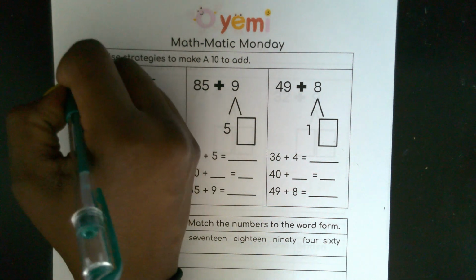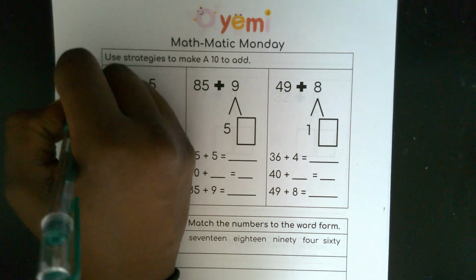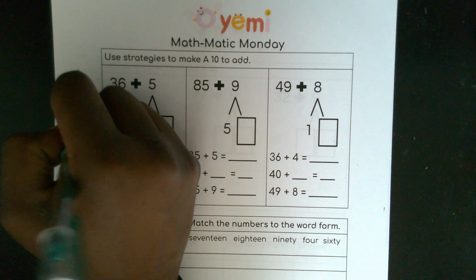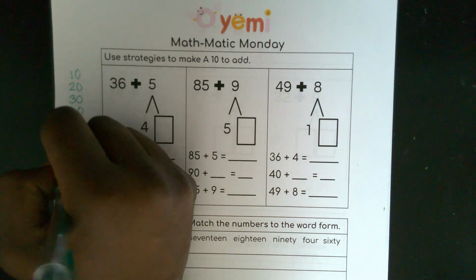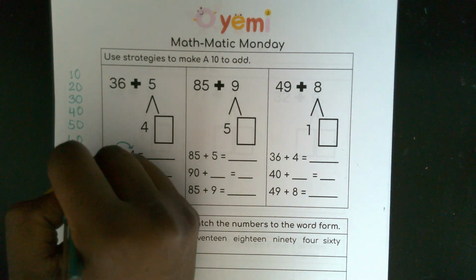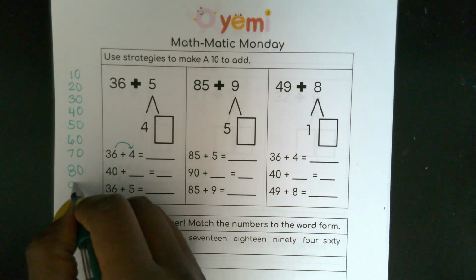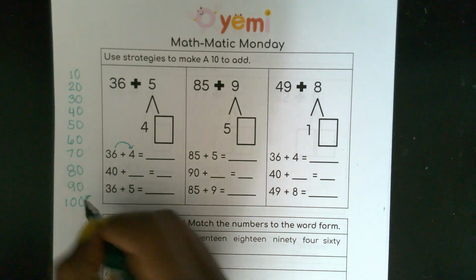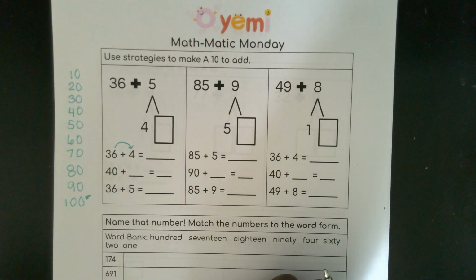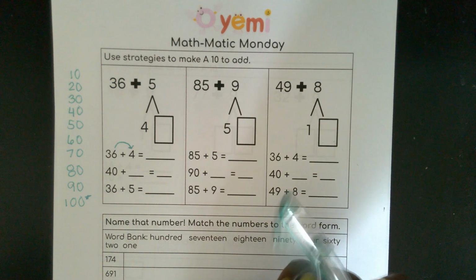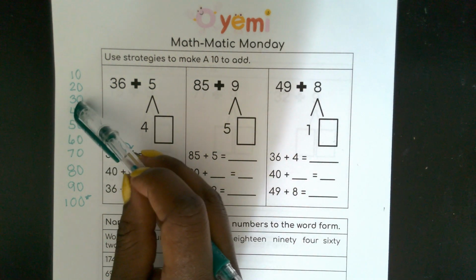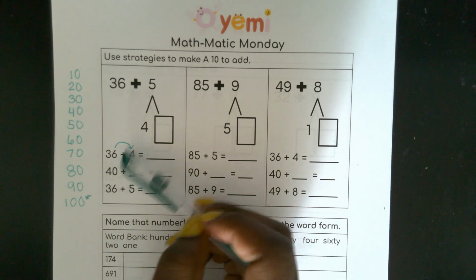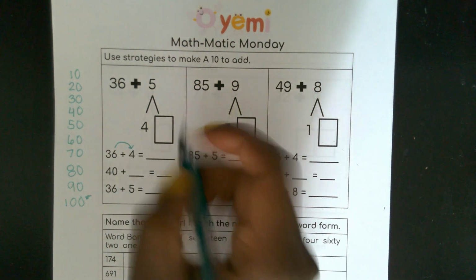Let's see. 10, 20, 30, 40, 50, 60, 70, 80, 90, and 100. 100 is a special 10 because it's a group of 10 tens. So here 30 is where I am, and then 6 plus 4 gives me another 10, so that would take me up to 40.